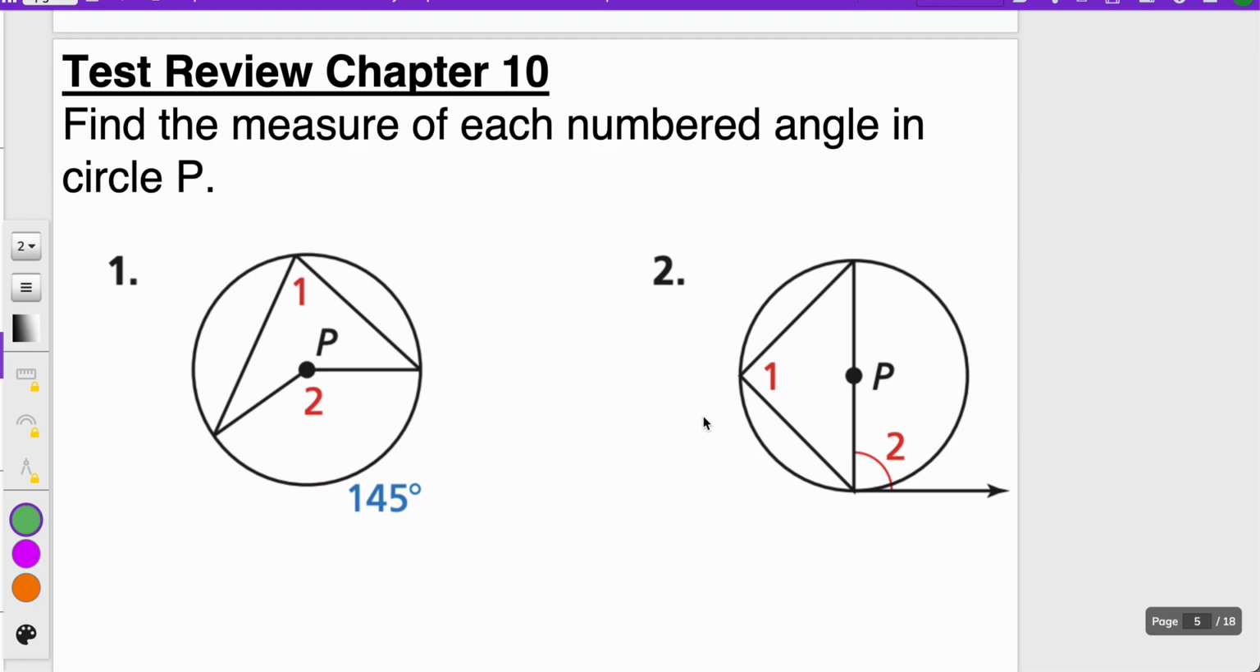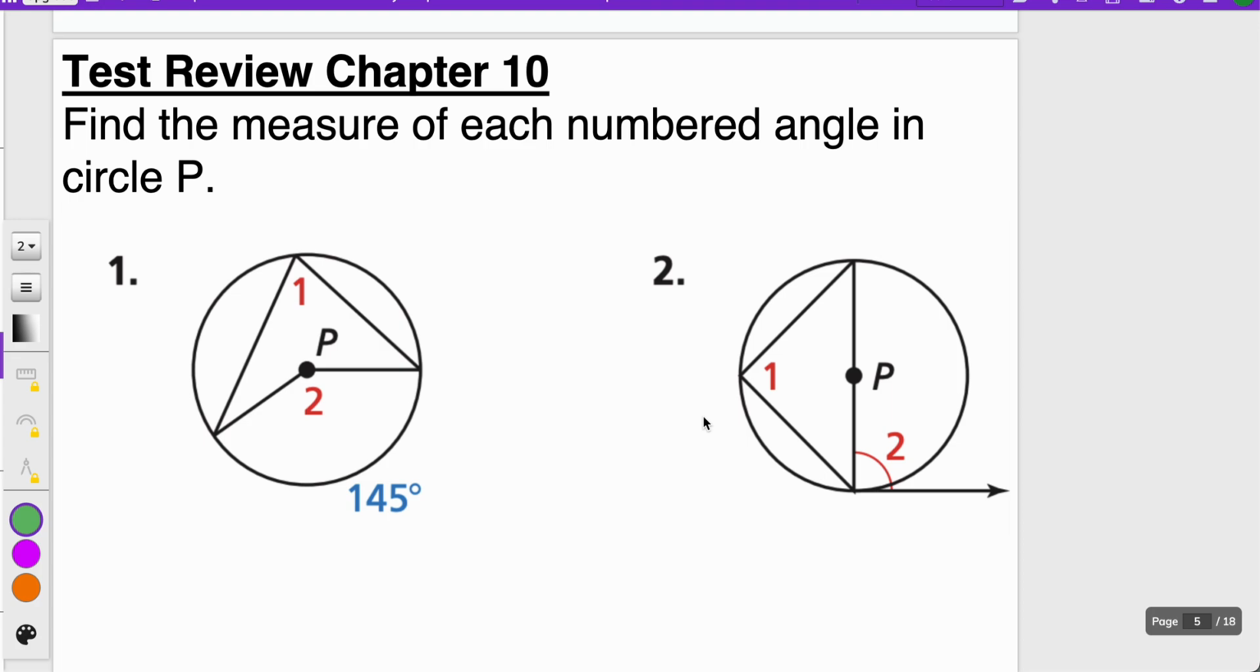Today we're going to be looking at our Chapter 10 test review. We're going to do questions 1 through 14 here from page 587. We're going to skip over number 8 as well just because it doesn't show up on our test, and just really hammer down the questions that we really need to get going on.